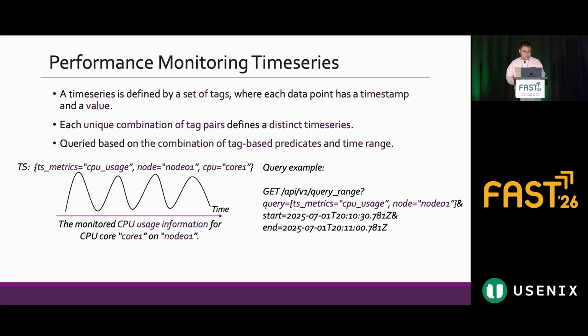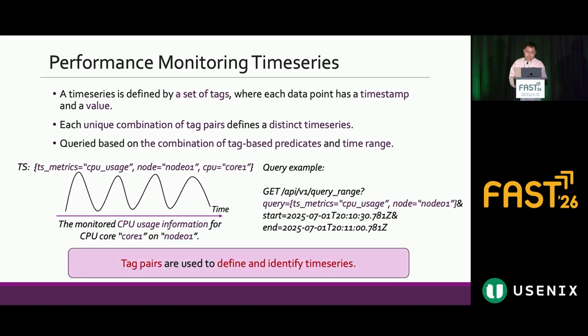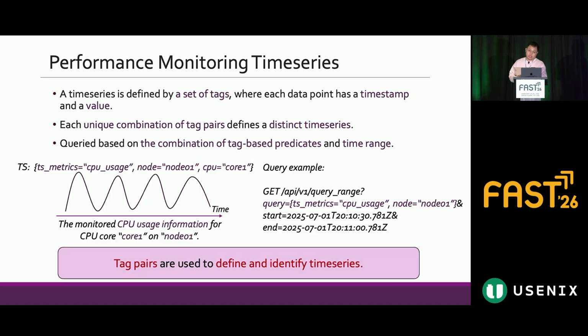And then when we do the query, we still need this combination of tag pairs to indicate the filter range. As shown in this query example, we try to find the CPU usage information in node 1. So here the tag pairs, which are the metadata for the time series data, are very important.